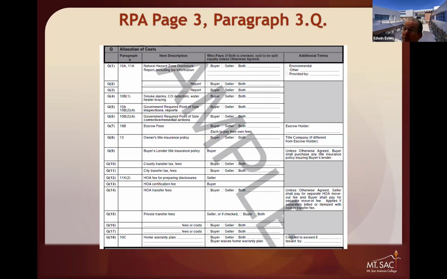When we get to paragraph 10C, you'll see that the buyer can always agree to buy a home warranty plan if they want to. But that way, the lender won't require it as a loan condition. All right. So then in the fifth column, we can identify the escrow holder, the title company if it's different from the escrow holder. Okay. And we can put a cap on the home warranty plan if we're asking the seller to pay for it.